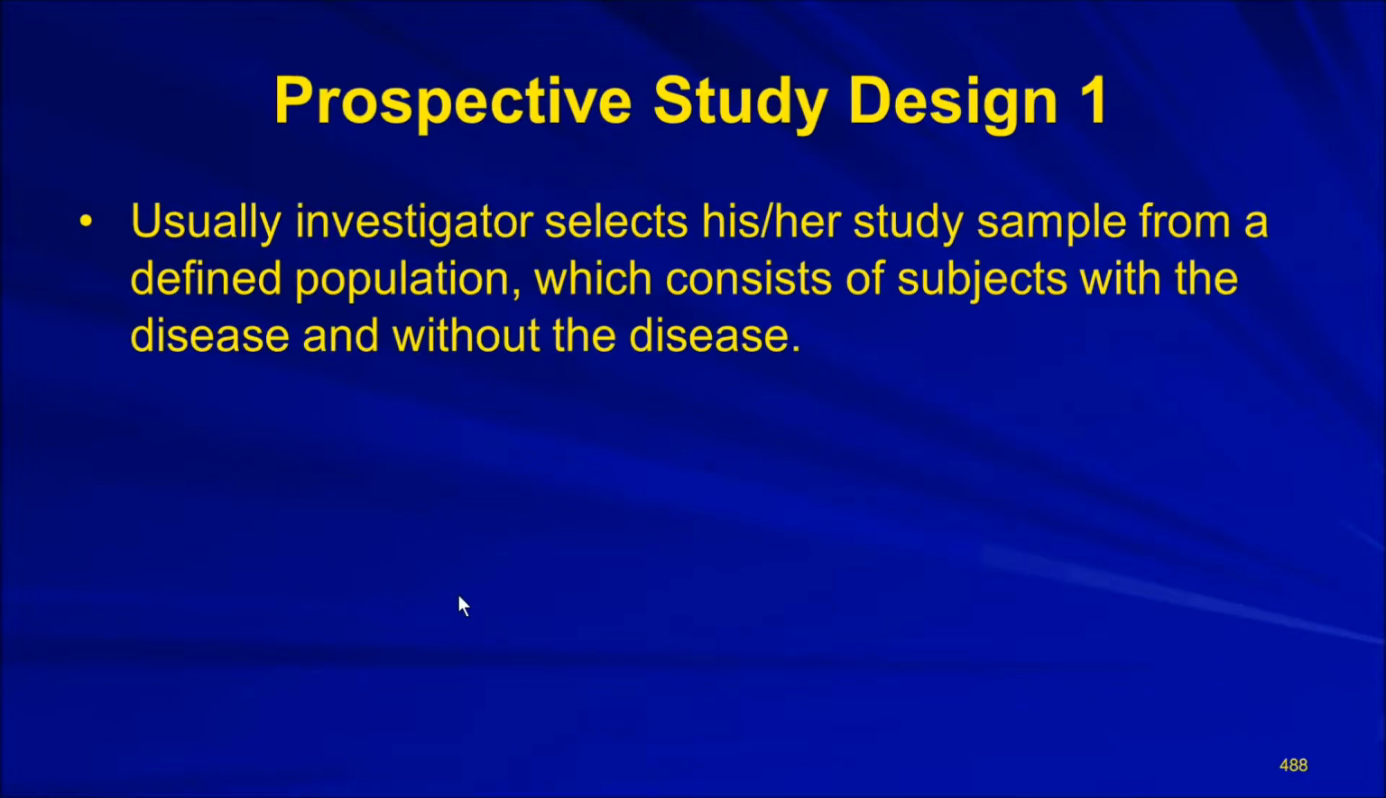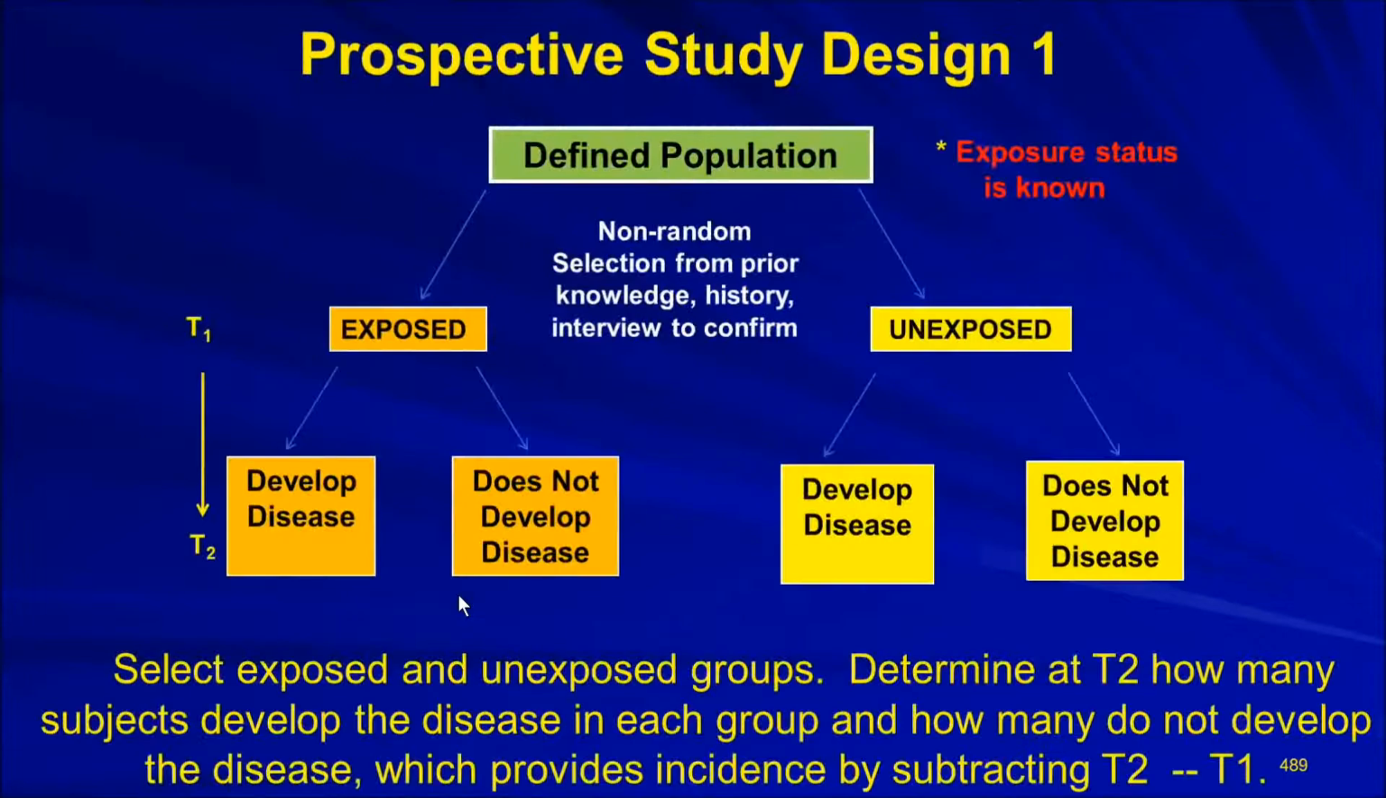A prospective study design, design 1. Usually the investigator selects his or her study sample from a defined population, which consists of subjects with and without the disease. Okay? And I want to show you this. And here is how that study design looks. Okay? And let me go over this with you.